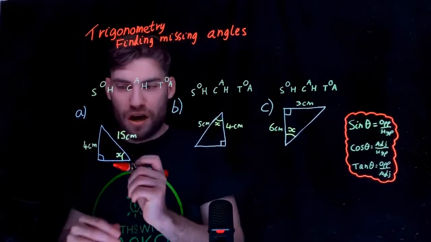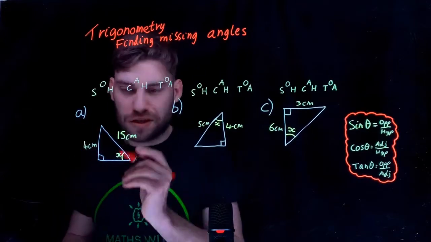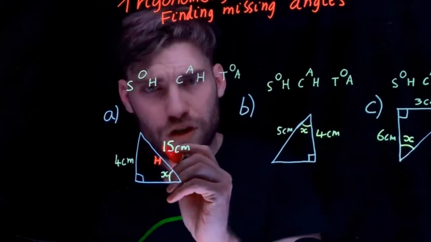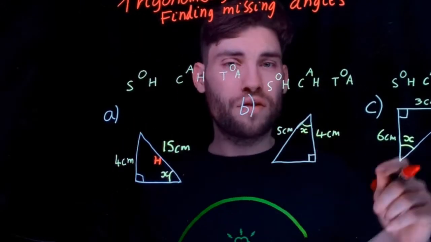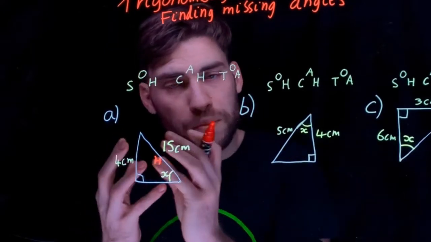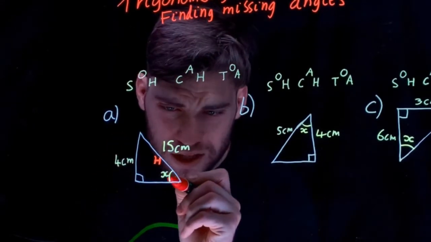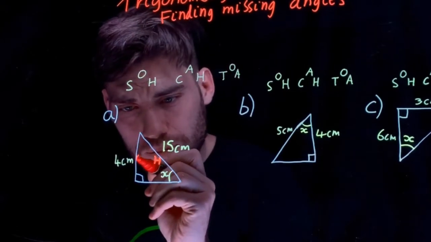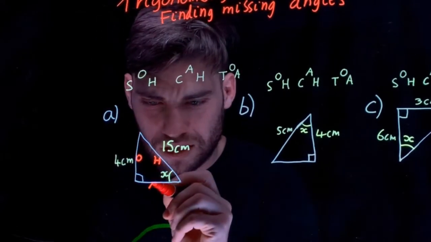Let's solve some angles. So first we have to label the sides. The one opposite the right angle is the hypotenuse. We should know this from Pythagoras, and that video is up here if you want to watch it as a bit of a recap. Then the opposite and adjacent. The side opposite the angle you're trying to find or you're given is the opposite, okay? And adjacent is the other.